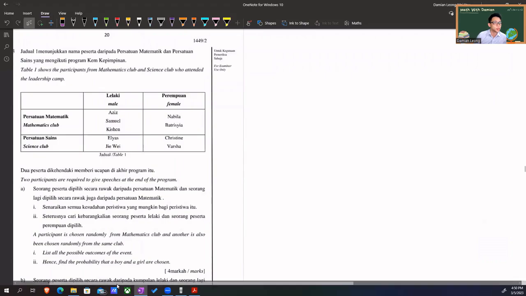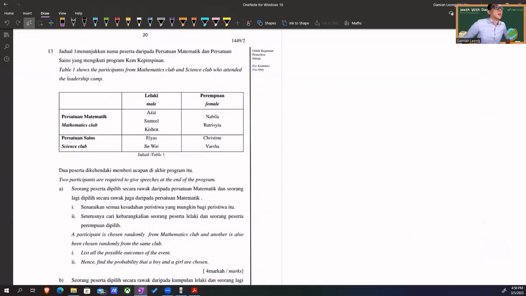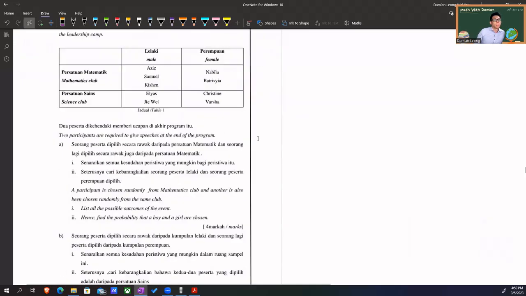Then question 13. Table 1 shows the participants from the Mathematics Club and Science Club who attended the leadership camp. 2 participants are required to give speeches at the end of the program. A participant is chosen randomly from the Maths Club and another is also chosen from the same club, meaning both from the Maths Club. List all the possible outcomes of the event.